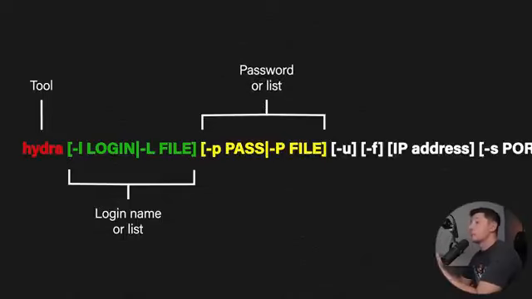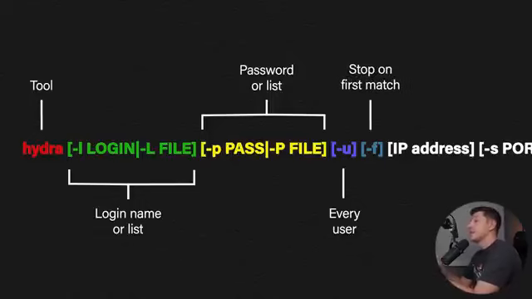-p pass or -P file is the section very similar to the last one, but it tells Hydra what to put into the password field. Using a lowercase p tells us to specify the password, and the uppercase P will use a password list. -u, this will try every username for each password. If we have a small username list and a large password list, this could dramatically reduce the time it takes to find the correct password. -f is pretty simple. It tells Hydra to stop trying to find passwords once the first match is found.